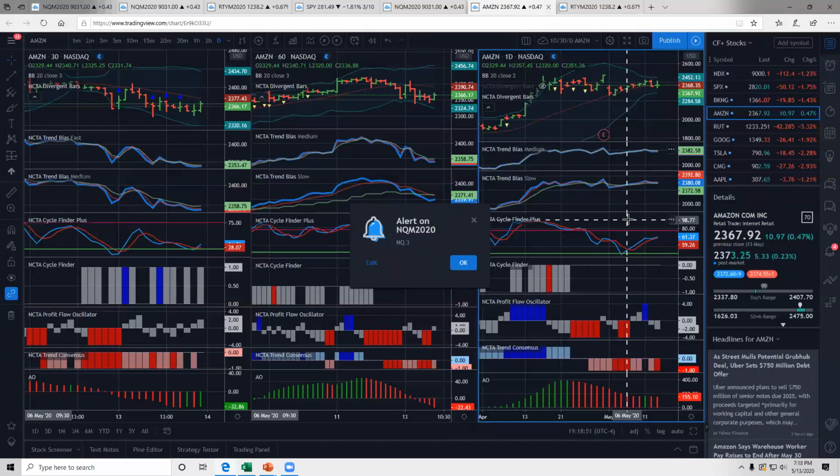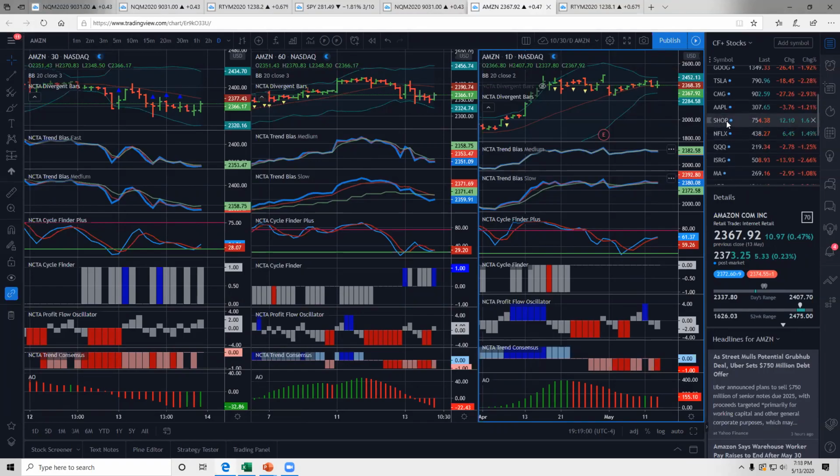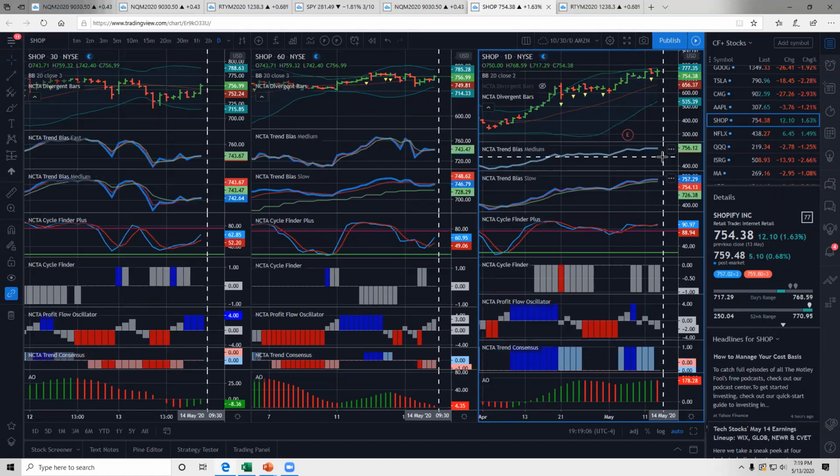David's asking if you can talk a little bit about picking the strikes for managed positions. The example is the Shopify position we put on today. So Shopify, I was looking for a couple of things, David.